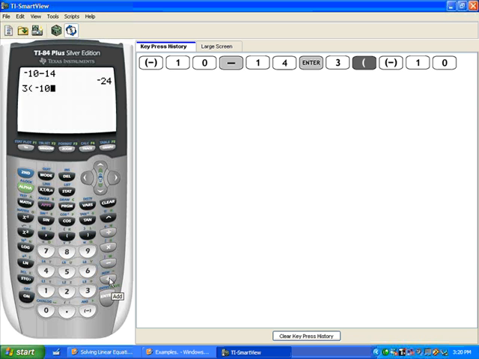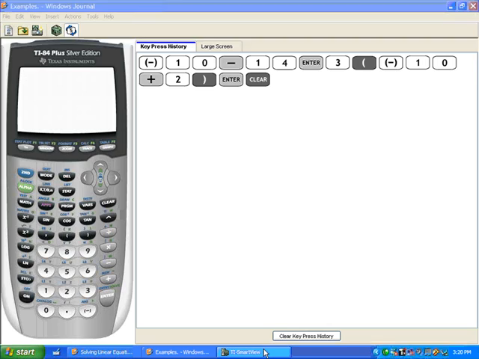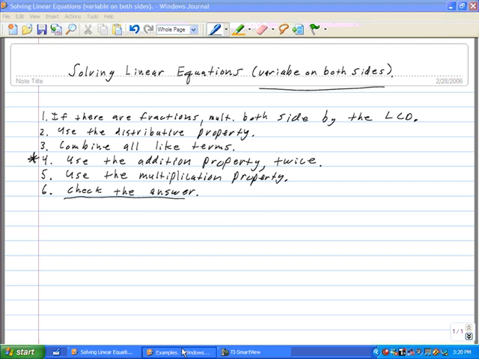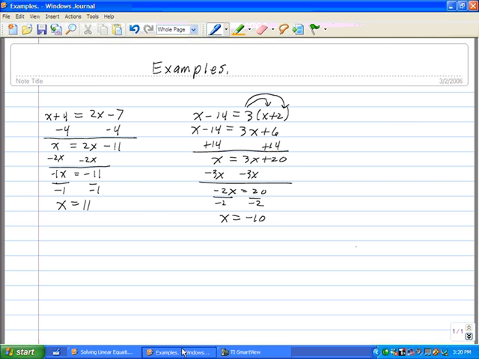Yes, negative 10 plus 2. And when you close the parentheses, again, we see that our result was correct. That verifies our result. So we can clear that out and go back to our examples. Let's look at another one.